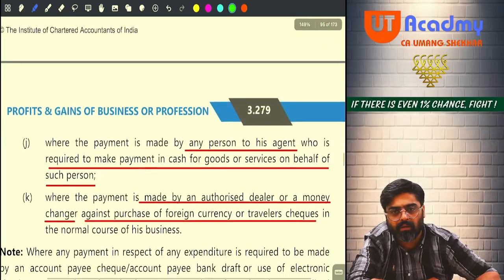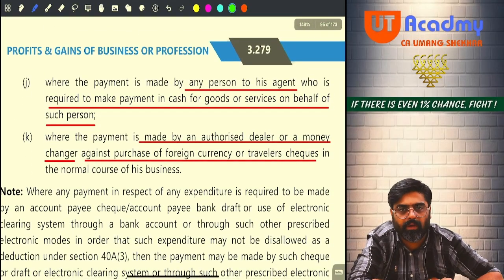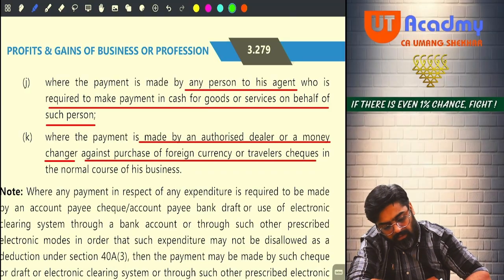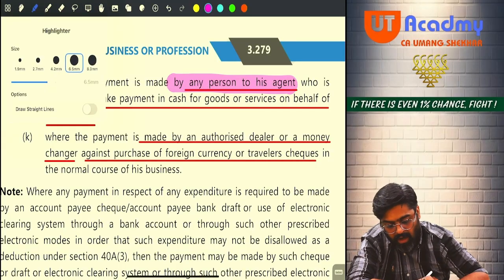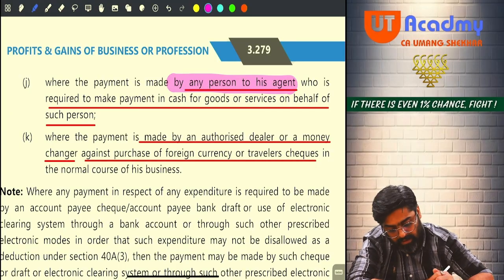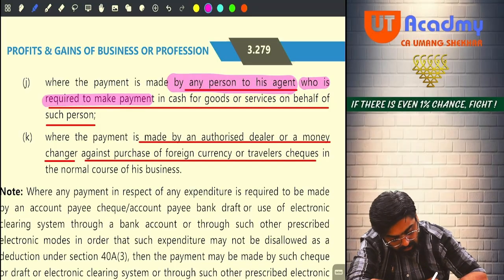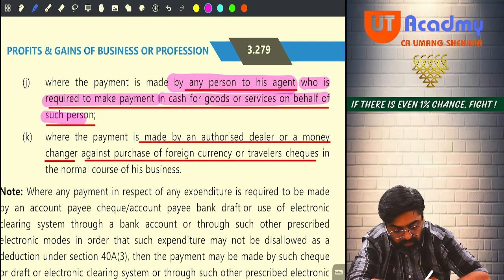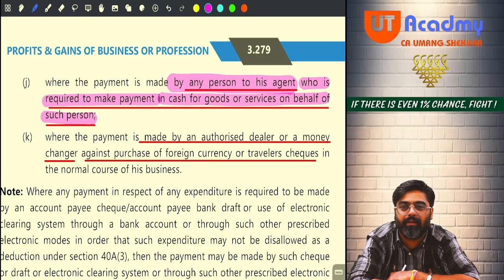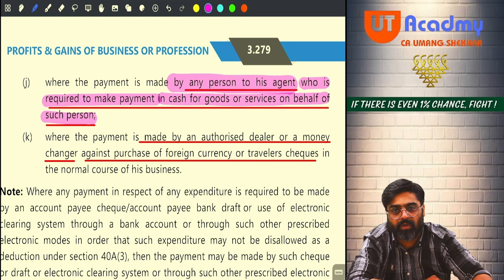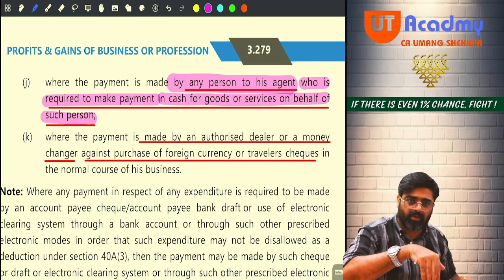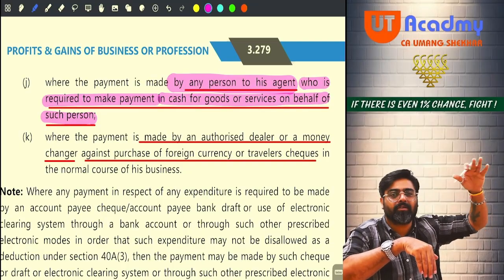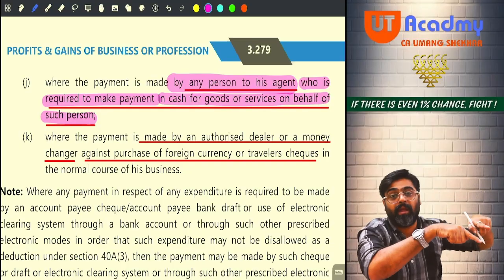Sure, sir. Next one. Last 2 points. Payment is made by any person to his agent, who is required to make payment in cash for goods or services on behalf of such person. So for example, you are my agent, and on my behalf you are required to make certain payments to others, and that payment you are supposed to pay in cash.